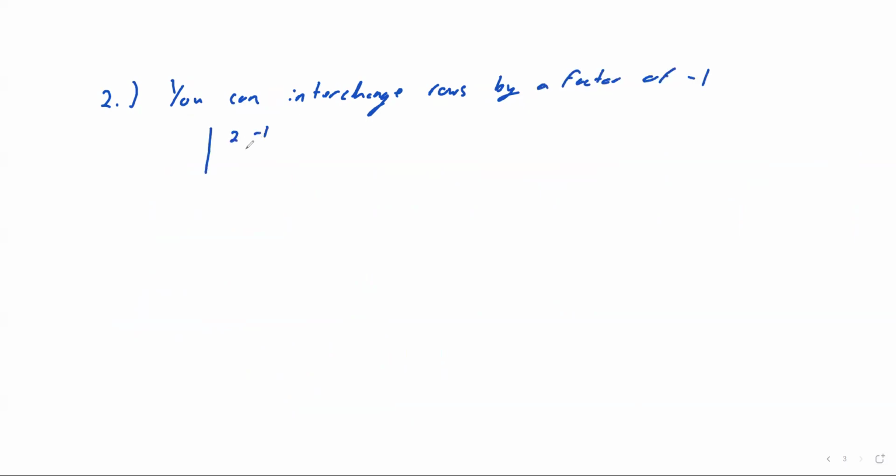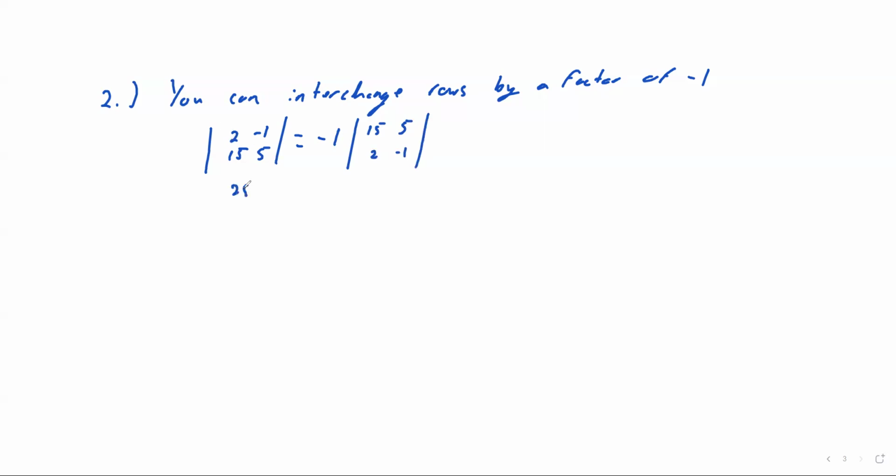The second property you have is you can interchange rows by a factor of -1. Meaning if I have this 2, -1, 15, 5, and I felt that it was a little bit easier to do the math in a different direction, I can factor out a -1, and now I have 15, 5, 2, -1. And again, you could see that you'll get the same answer.